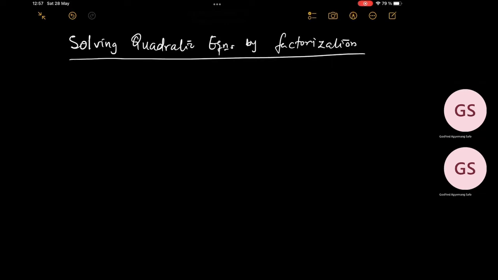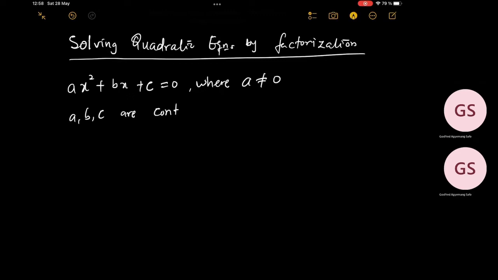So one may ask, what's a quadratic equation? Any equation that can be written in the form ax squared plus bx plus c equal to 0, where a is not 0, is called a quadratic equation, and a, b, c are constants that can take any numerical value.